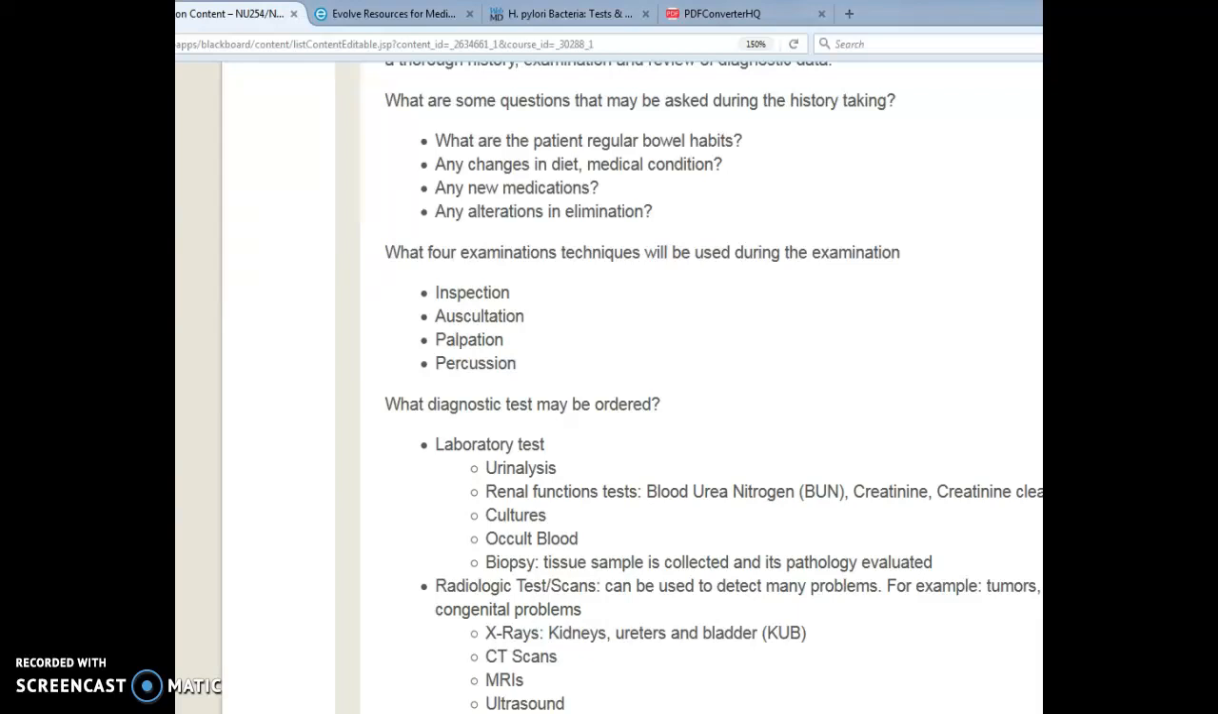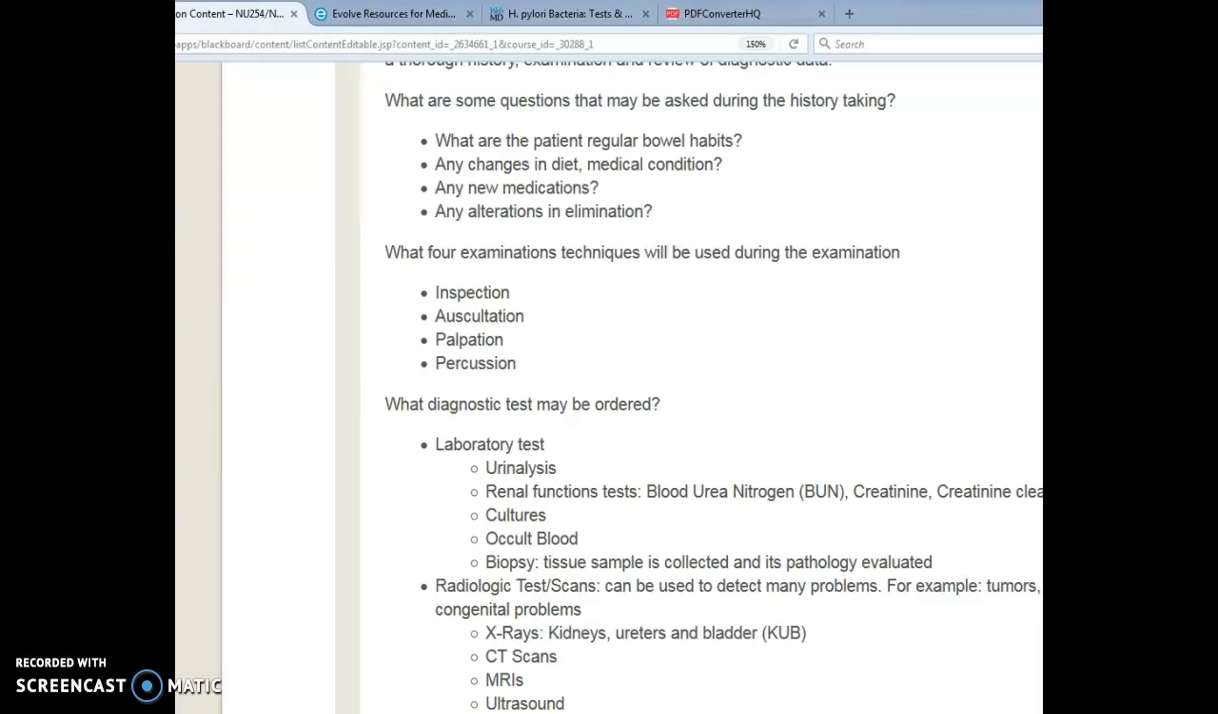You can do the KUB more so for possibly kidney stones. Because again, look what's being found in the KUB. What is it looking at? It's looking at the kidneys, ureters, and the bladder. So if you're thinking about things that have to do with the bladder, like bladder cancer, looking for tumors, renal stones, etc., that would be very appropriate.